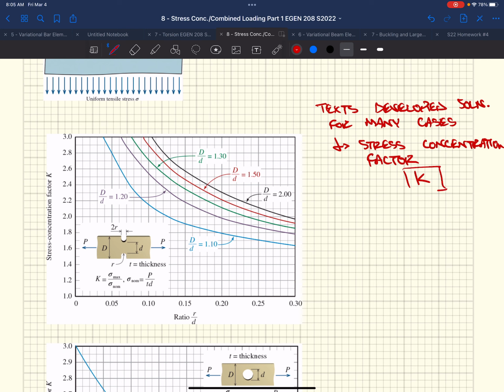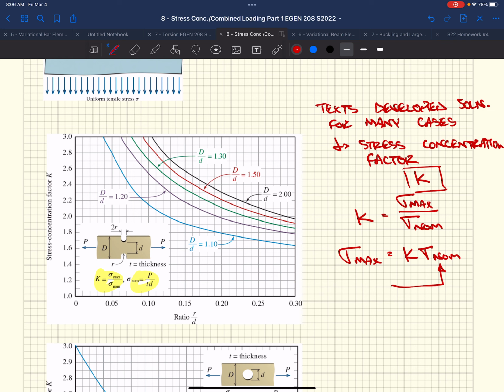It's called K. All right, and K, as you see over here, we've got these two equations here. K is really equal to our max stress over our nominal stress, right? Or the max stress is equal to K times our nominal stress. This one right here is what we have to be careful with, because these graphs and these pre-packaged solutions are all calibrated for a certain calculation for the nominal stress.